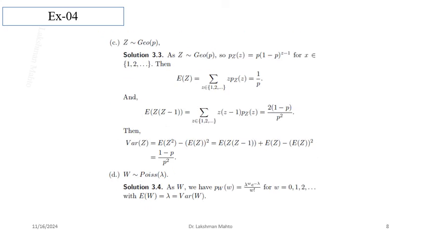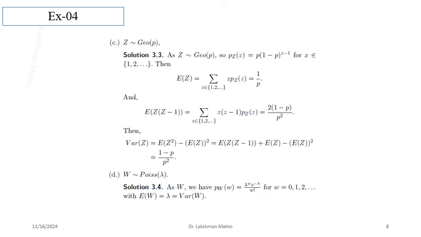Now, the third example we will take is the geometric random variable. You get a geometric random variable when you perform Bernoulli trials till the first success, you keep on going. Again, what is the parameter? The probability of success in a Bernoulli trial, p, is the parameter.